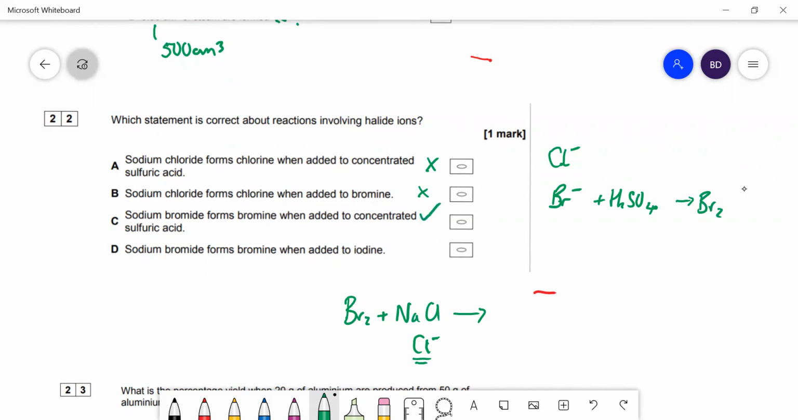Let's just check the last one. Sodium bromide forms when bromine is added to iodine. So NaBr, if you add that to iodine, you're not going to get a reaction there, because bromide holds onto its electrons more strongly than iodine can grab them, or if you like, iodine is less reactive than bromine, and so there's been no reaction there. So C is the right answer.